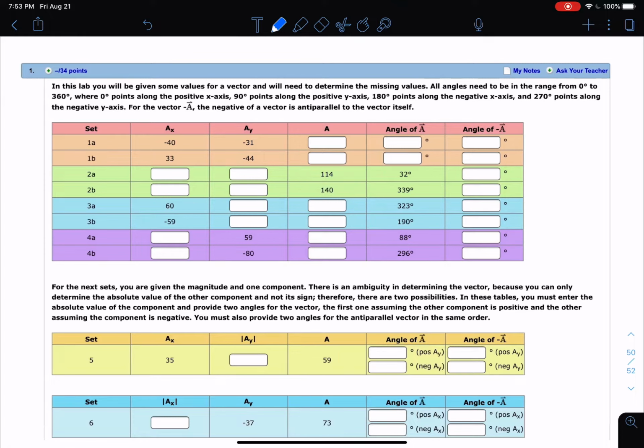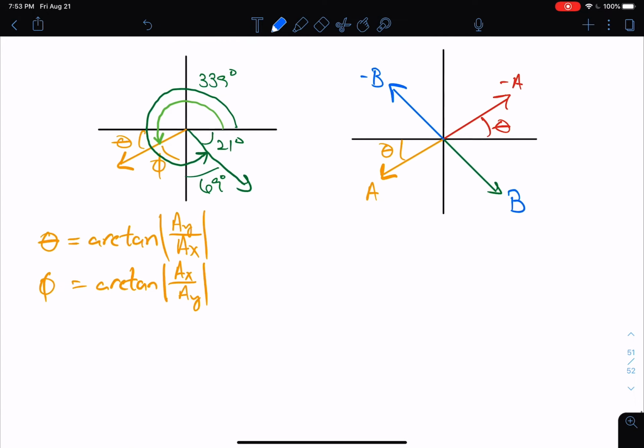Now, how do you get all these other things? I went over how to get the angle. What about getting the magnitude, or what about getting the individual components? Let me just remind you, of course, of the Pythagorean theorem.